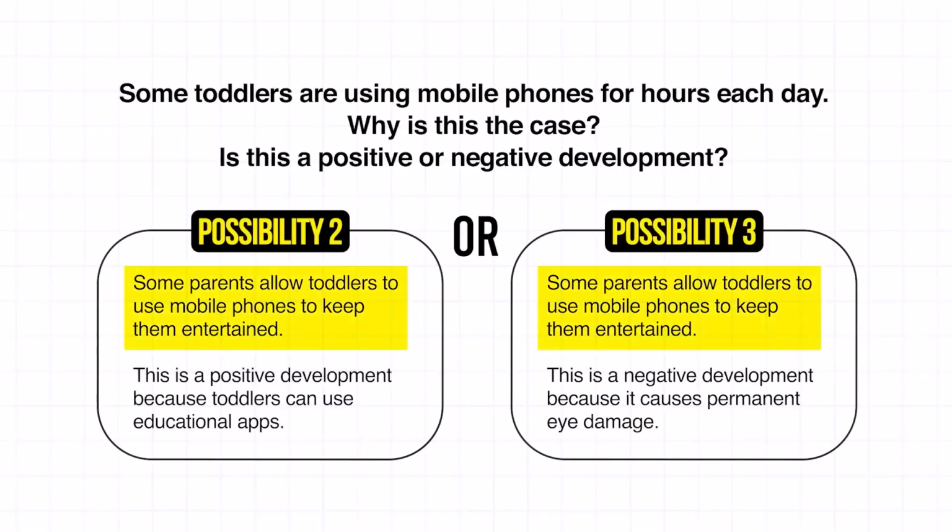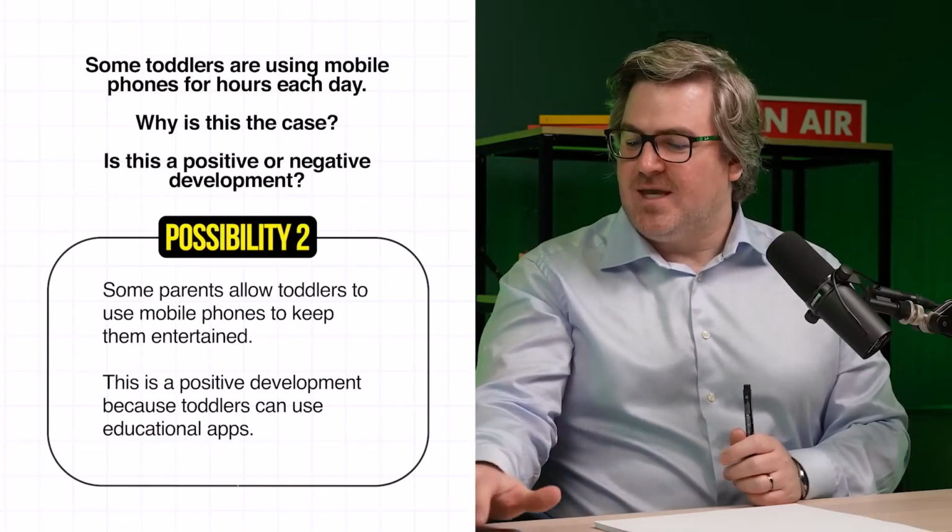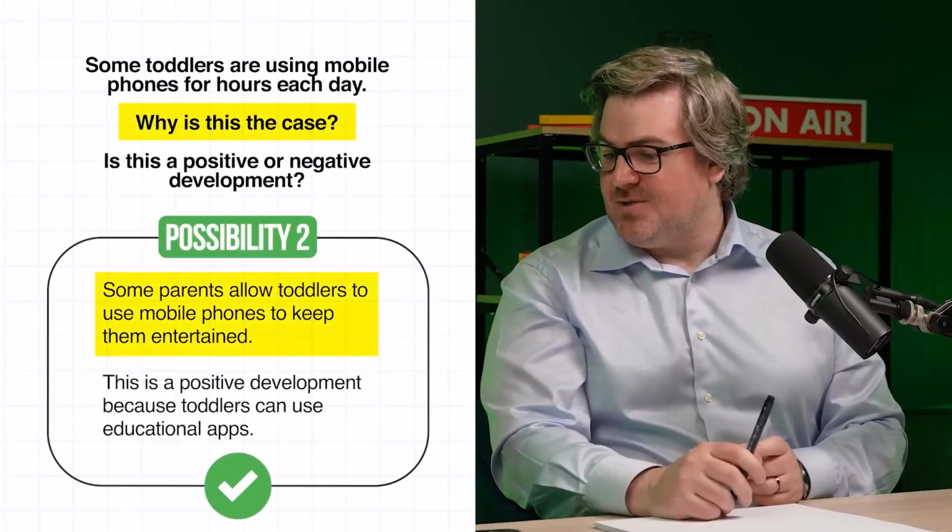So then it's really the difference between this one and this one. This is a negative development because it causes permanent eye damage. I don't think it causes permanent eye damage. Good. So this is an example of something that many people believe. But remember, in an essay, we have to explain it and we have to give an example. So it would be quite difficult to explain how, unless you're a doctor, unless you're an expert on the eye and how it interacts with screens, it would be very difficult for you to actually prove that. And it would be difficult to think of an example. So this one is the best one. This one, because it answers the question.